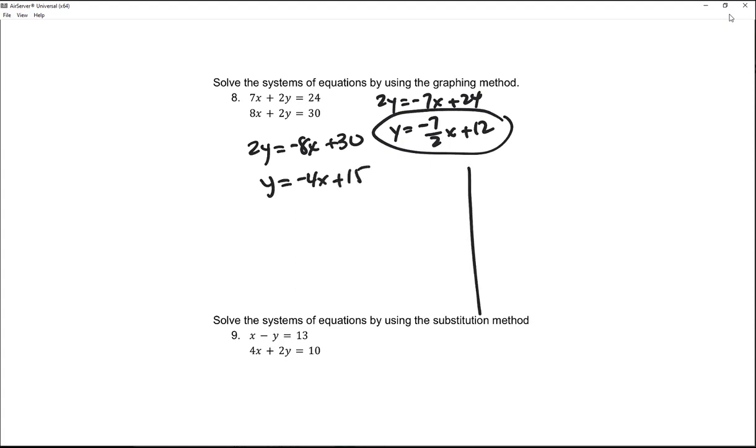Okay, you graph these here. You go up 12. 1, 2, 3, 4, 5, 6, 7, 8, 9, 10, 11, 12. Go down 7. 1, 2, 3, 4, 5, 6, 7.